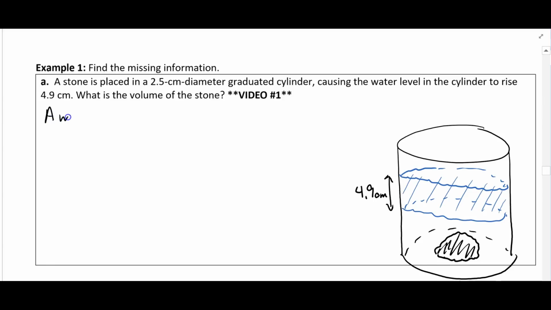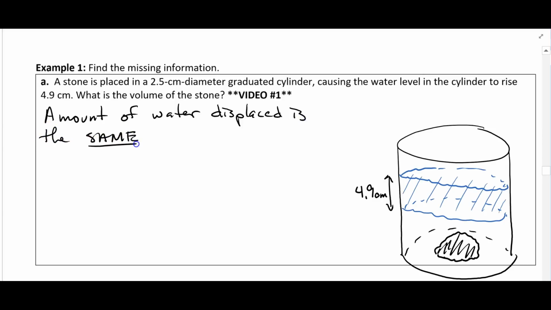So this amount of water that's been displaced is the same as the volume of the rock. So the amount of water displaced is the same as the volume of the rock. This is a clever way to find the volume of an irregular object. We place it in some water and we can figure out the amount of water that's been displaced, and that's going to be the same as the volume of the object.